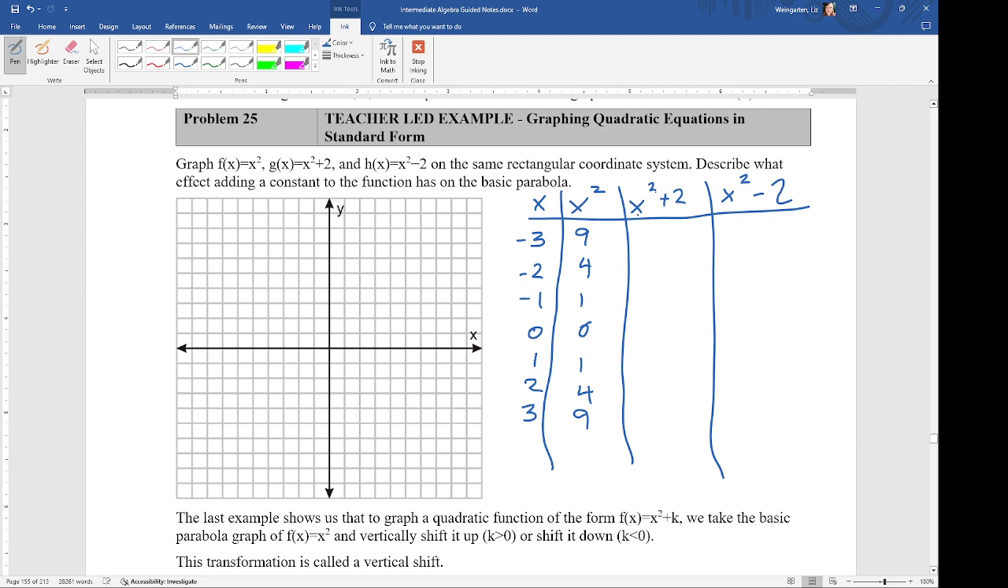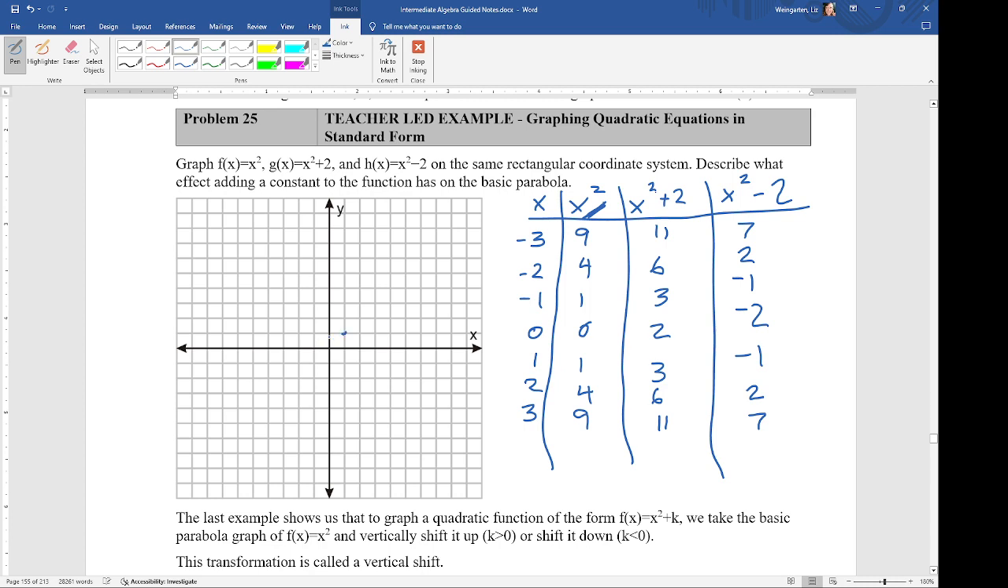All right, next we're going to take that x squared and add 2. So I'm just adding 2 to everything in this column: 11, 6, 3, 2, 3, 6, and 11. In the last column, I'm taking everything in x squared and subtracting 2. So 7, 2, -1, -2, -1, 2, and 7.